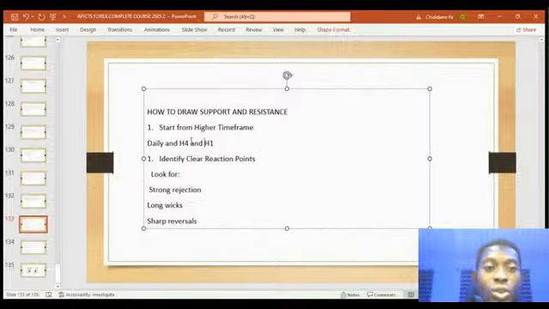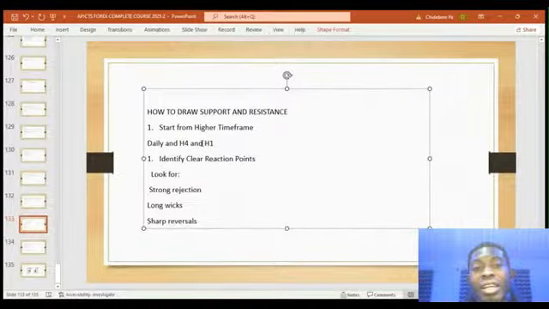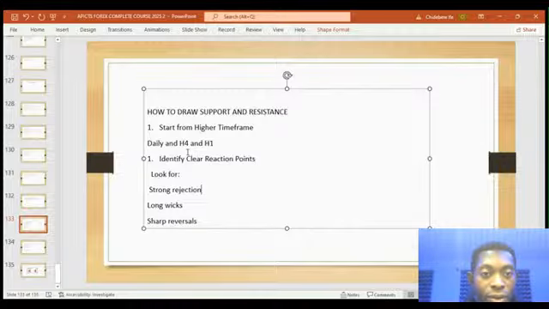But right now, as a day trader, I draw it on 4 hours and 1 hour. I don't need more than these three. I draw my trend lines on daily, 4 hours and 1 hour, but in fact, largely I use 4 hours as a day trader. If you're a swing trader, it's better you do it from a larger, higher time frame. Then identify clear reaction points.